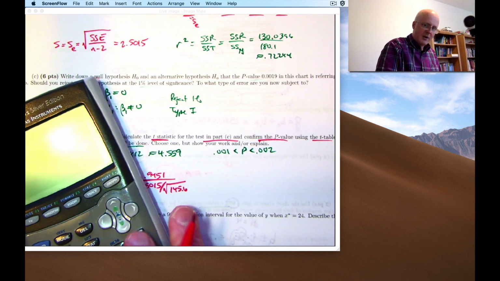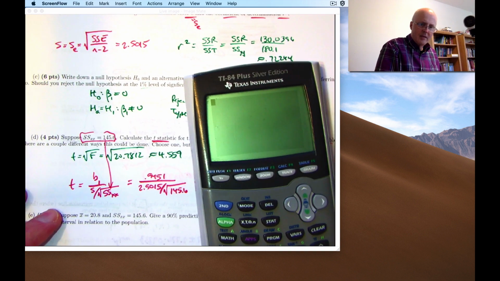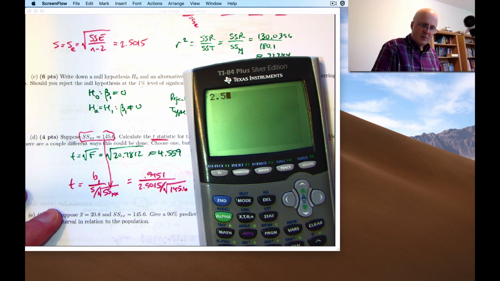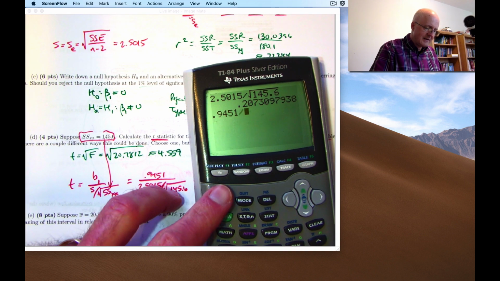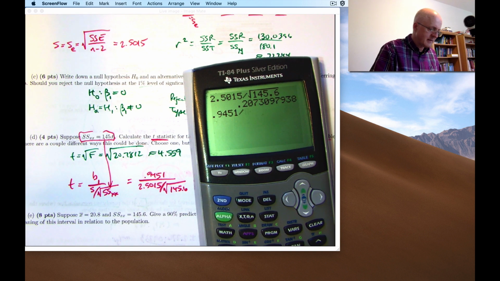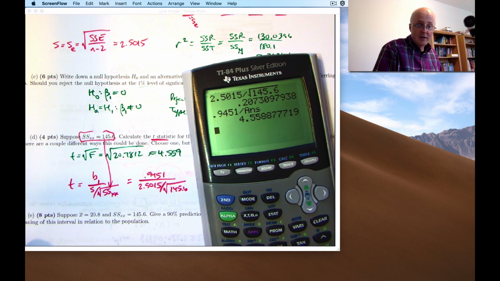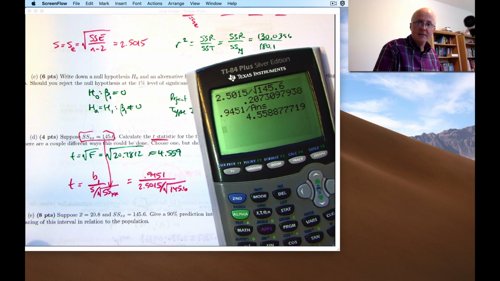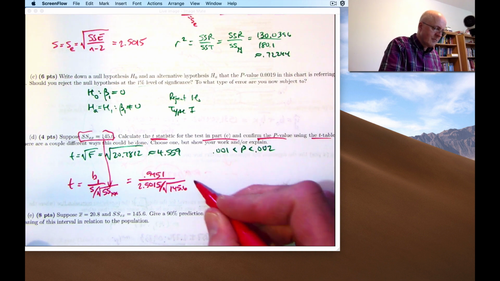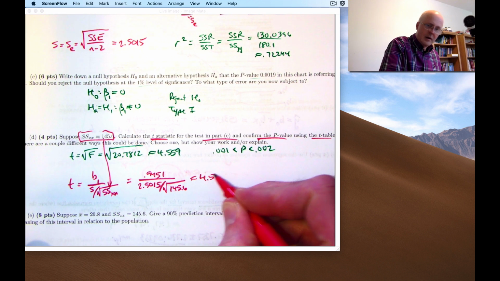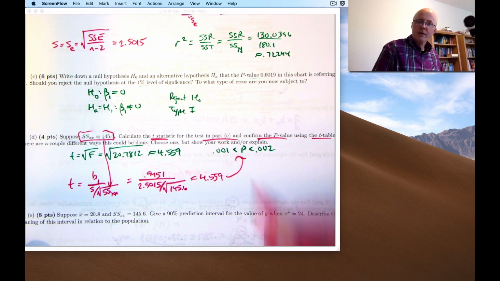Let me do the bottom of the fraction first. 2.5015 divided by square root of 145.6. Now take 0.9451 and divide by that. And again, I'm sure my answer will be a little different than the one here, but should be pretty close. I guess when you round it, it's 4.559 still. And once again, we would confirm the p-value.